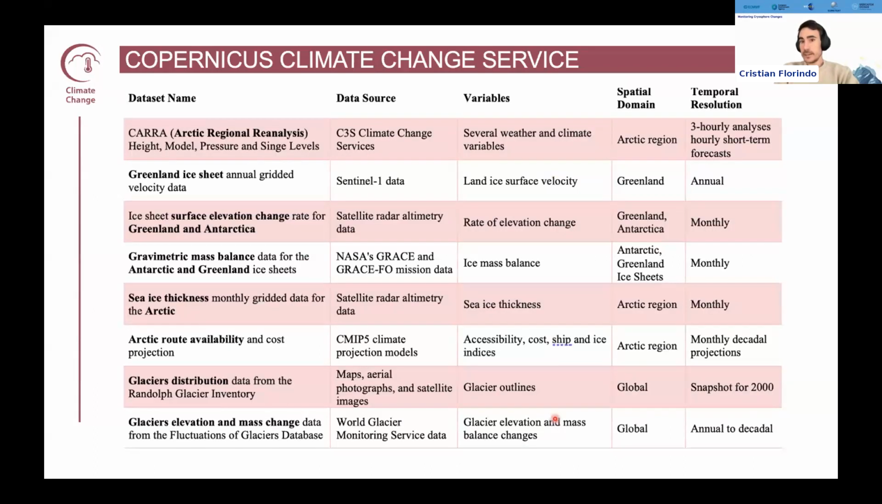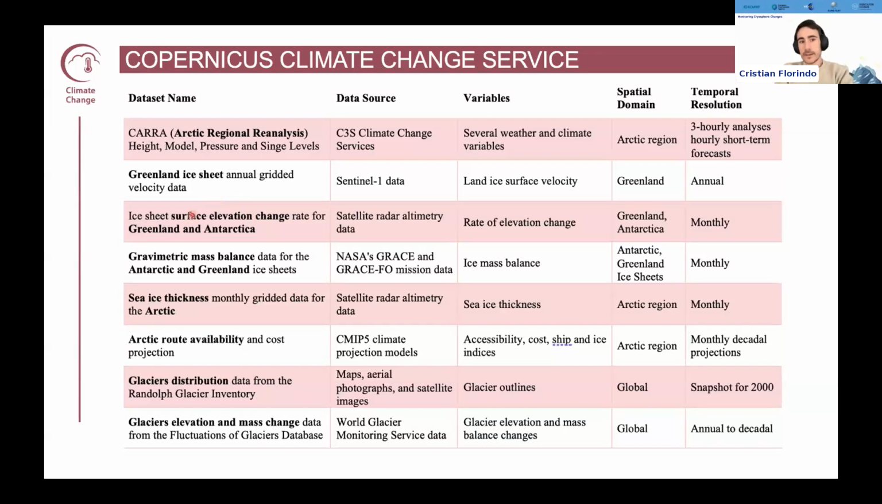So some of the data sets that you may find interesting for this service, again, this is only a selection from many data sets, but one of them is the Arctic Regional Reanalysis. Again, you can find information for this reanalysis in different levels. You can find them on high levels of the atmosphere or model, pressure levels, and also single levels. This specific reanalysis is only for the Arctic domain, and it has 3-hourly analysis of different atmospheric variables. Another one that you may find interesting is the Greenland ice sheet, which is an annual gridded product, and it provides velocity data, so you can see how the ice sheet of Greenland is evolving on a year-to-year basis.